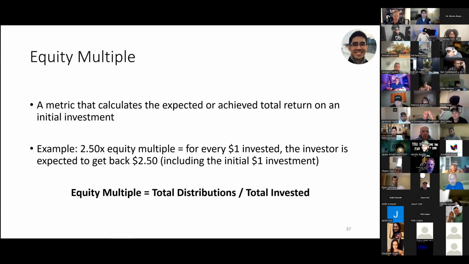But the drawback of this metric is that equity multiple does not account for the factor of time. So you can have 2 deals with the same 2.5x equity multiple, but one might get those returns over 2 years, and then the other one over a 10-year period. In both cases, the equity multiple is the same, but you probably would prefer to have your returns faster in that 2-year hold.